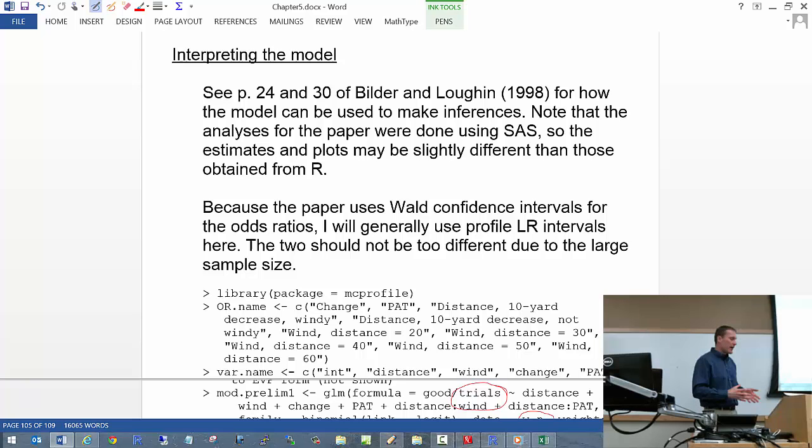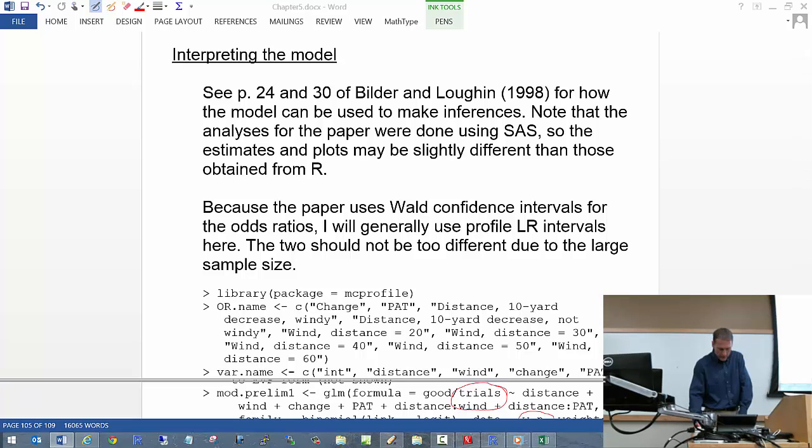Okay, so now that I have the model, I can use it. So you want to interpret the model. This is good practice for the final exam, because you probably will have an opportunity to interpret a model. This should all be reviewed, so we're going to go through it quickly. I won't go through all the details.